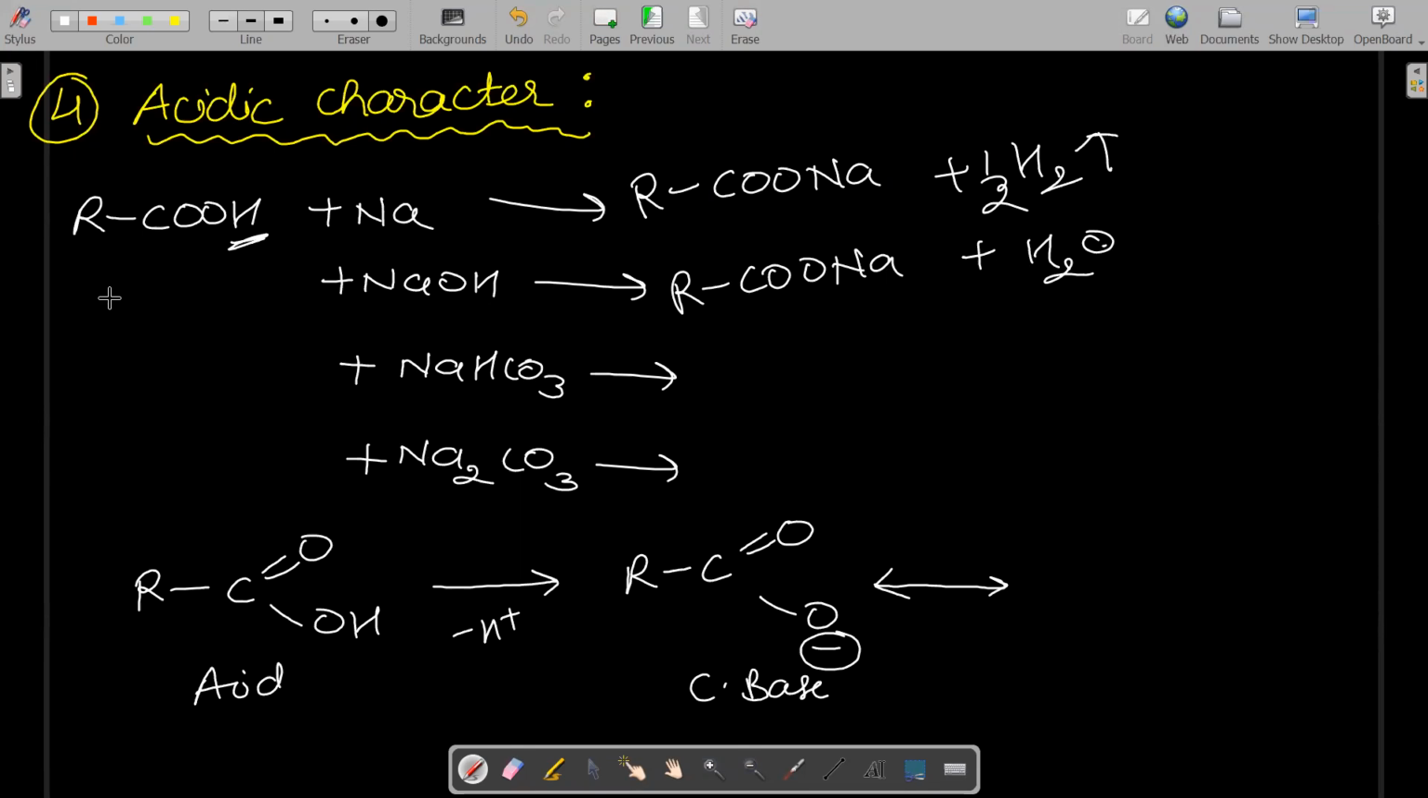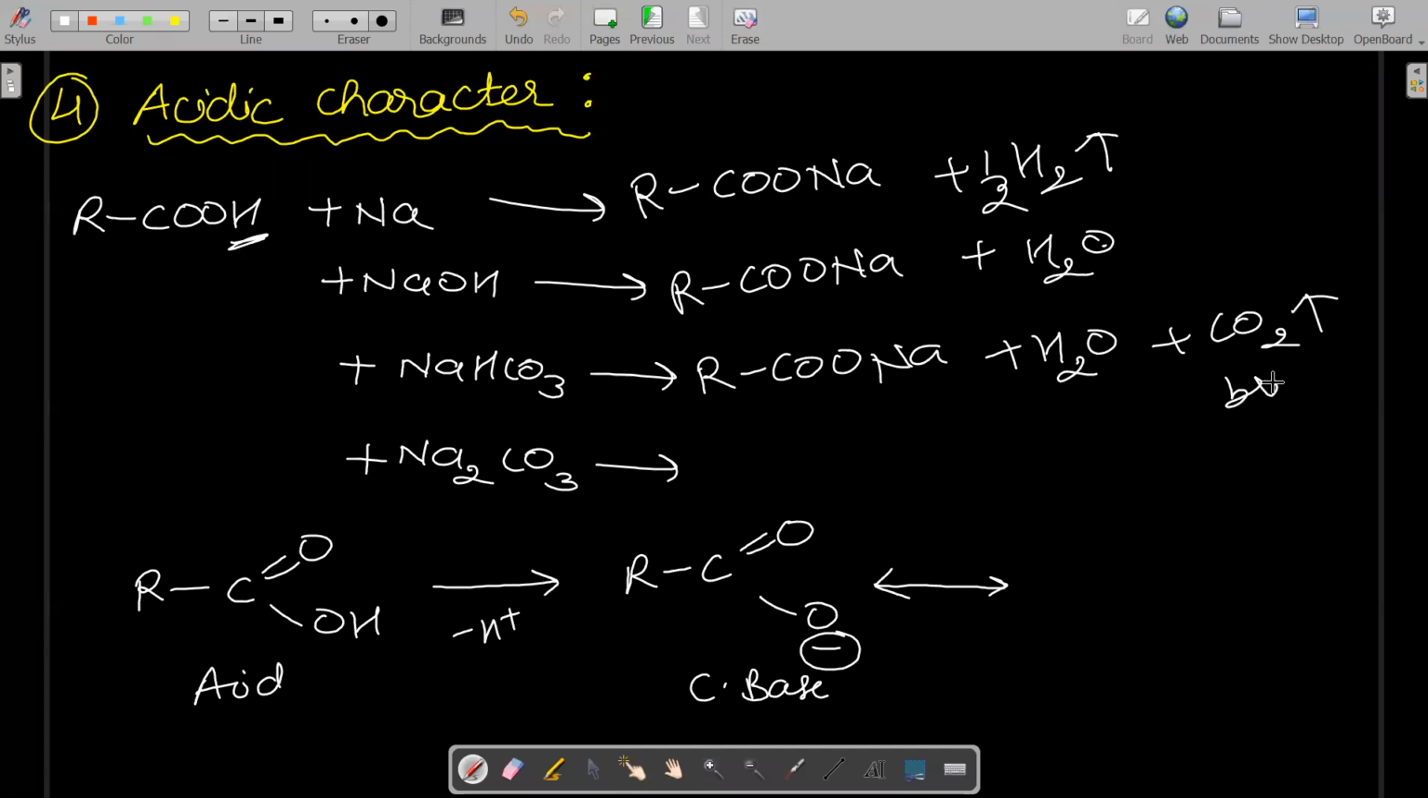Now the third reaction, which is a very important reaction, and it is also used for distinguishing. What happens when the carboxylic acid reacts with sodium bicarbonate? It forms the same sodium acetate or sodium alkanoate plus water. And what is the most important byproduct? CO2 as a brisk effervescence. This reaction is used as the distinguishing test for carboxylic acid, because among all the functional groups you have read in class 11th and 12th, only carboxylic acid reacts with sodium bicarbonate to evolve CO2 as a brisk effervescence.